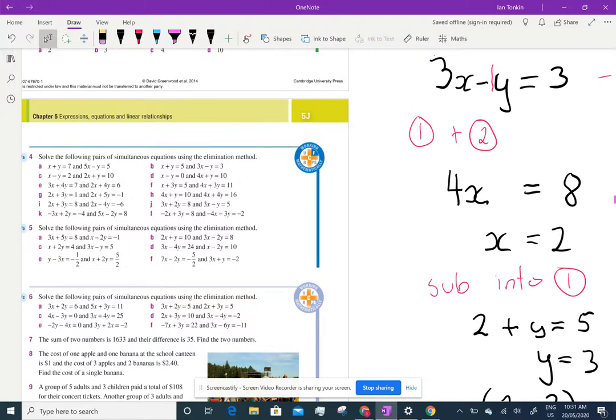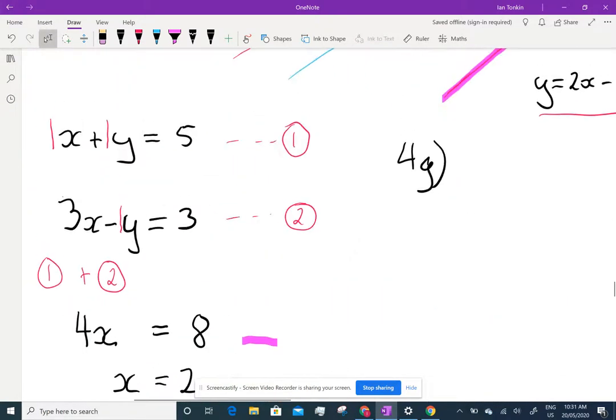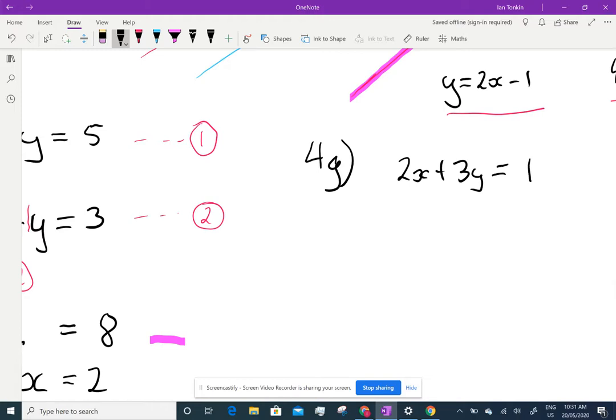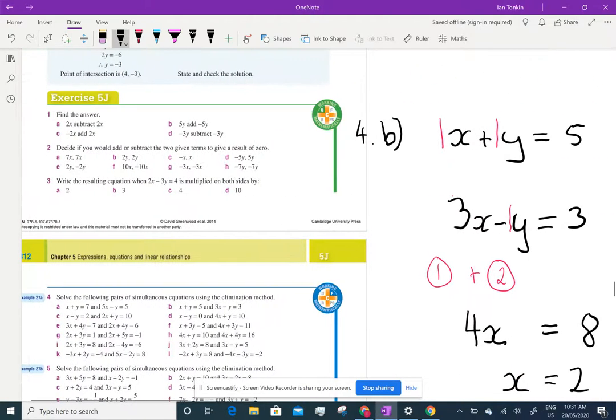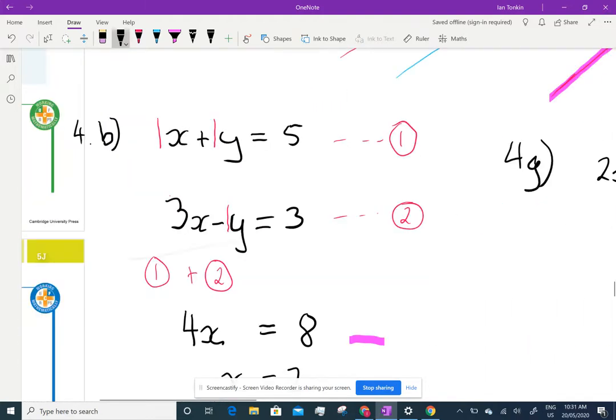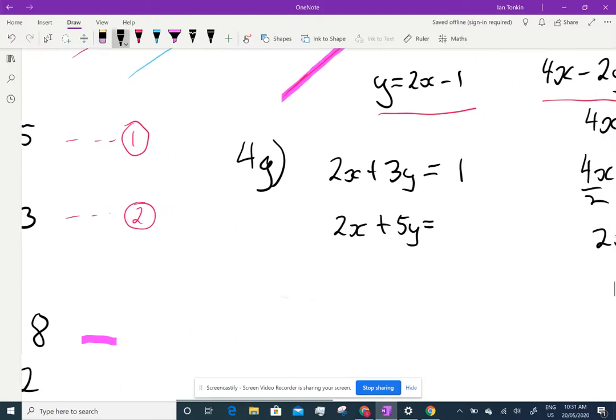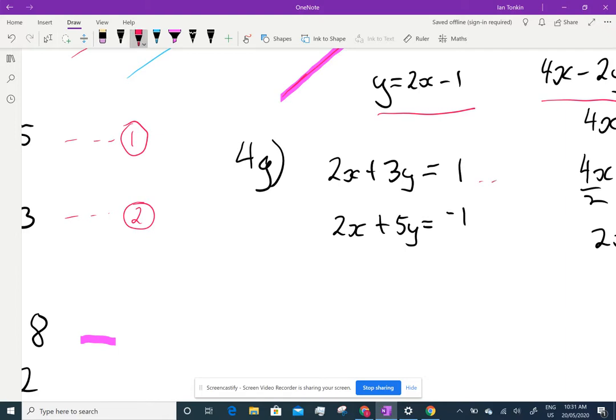So what have we got? 2x plus 3y equals 1. And 2x plus 5y equals negative 1. I'm going to call this equation number 1. I'm going to call this equation number 2. So I've written down the two equations.